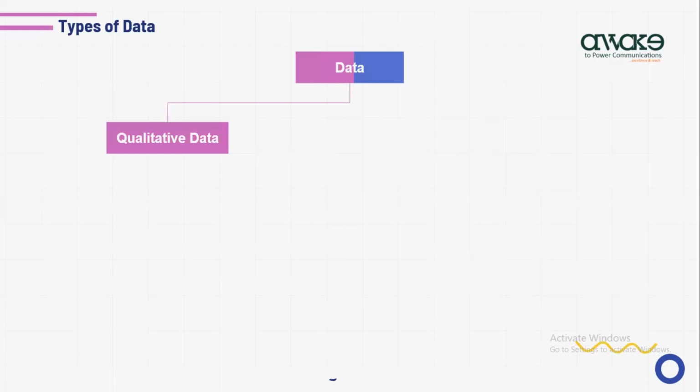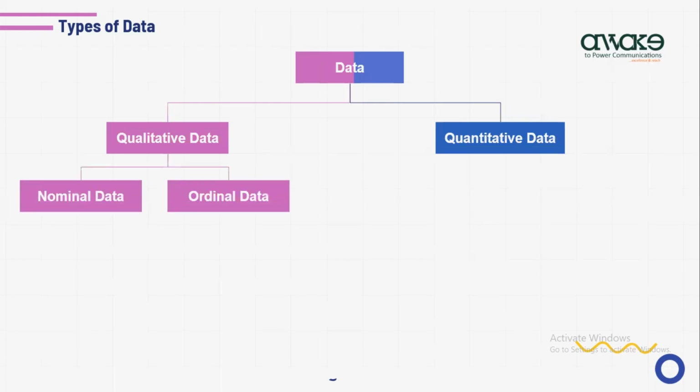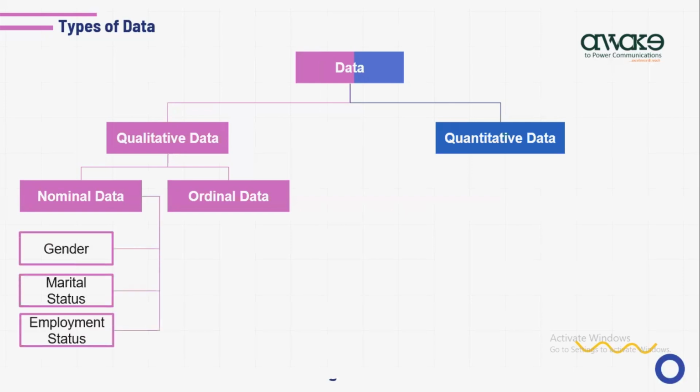Data is categorized into two: qualitative data and quantitative data. We can go further in categorizing this. For qualitative data, we have nominal data and ordinal data. I'll be giving examples. Under nominal data, we have gender, marital status, and employment.